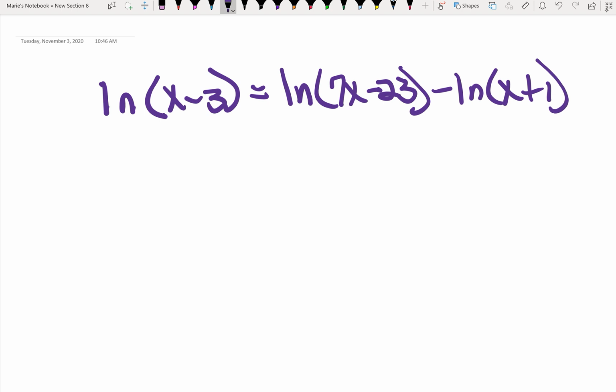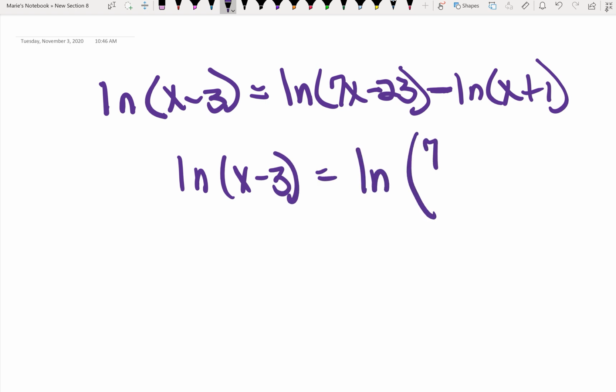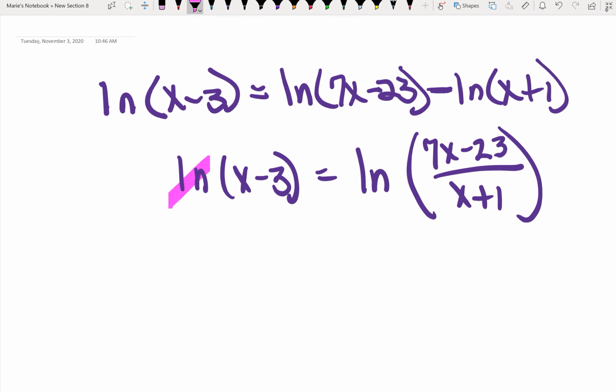So think about the rules. You see a negative here. Immediately I would be thinking, so natural log of x minus 3 has to equal the natural log of the quotient 7x minus 23 over x plus 1, correct? These natural logs are canceling. That cancels with that. Okay, now we're just at a basic algebra question.